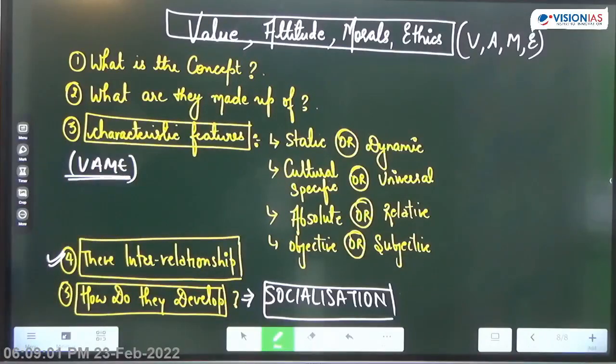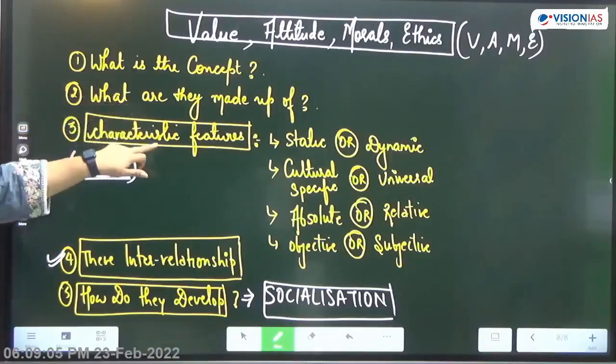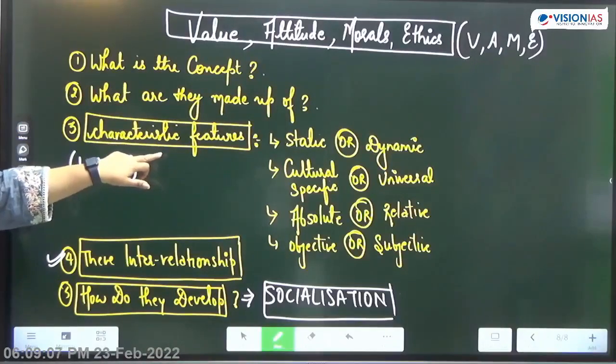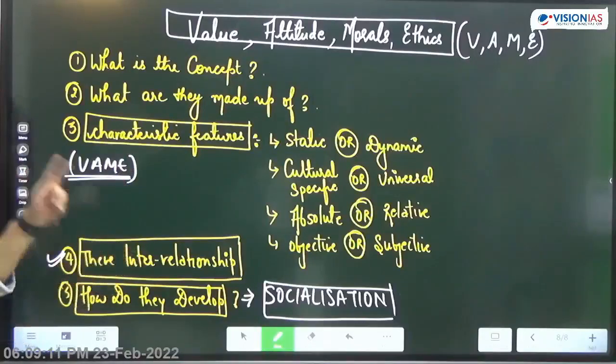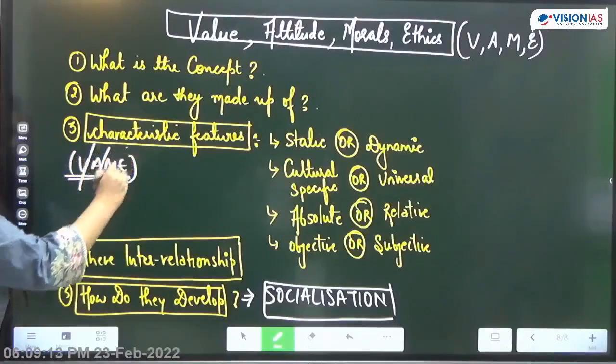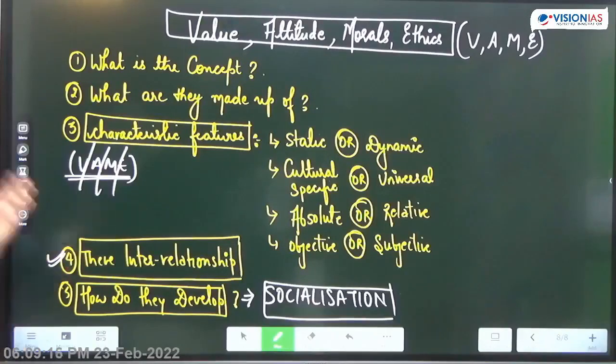Value, attitude, moral, ethics, we will take it as one. When I'm discussing what is the concept, what are they made up of, what are the characteristic features, right? Once I come to the point of interrelationship, then I will divide it. तब मैं चारों अलग कर दूंगी और यहां से when we'll start our journey. Is that clear? So let's quickly start. What are these concepts?